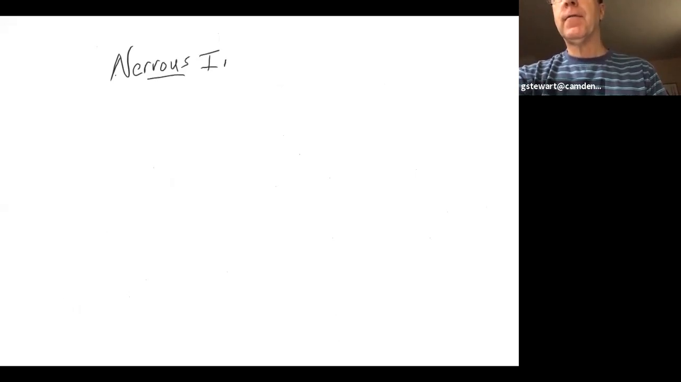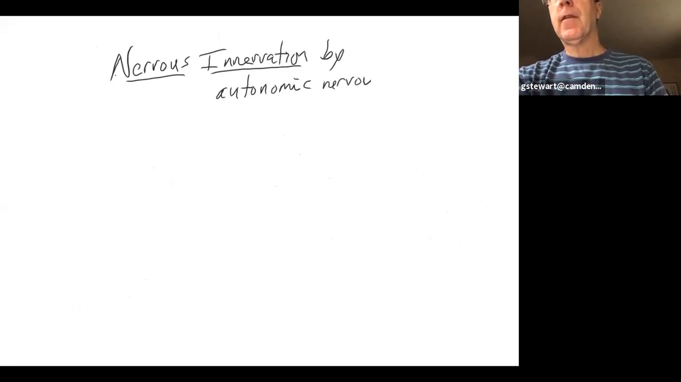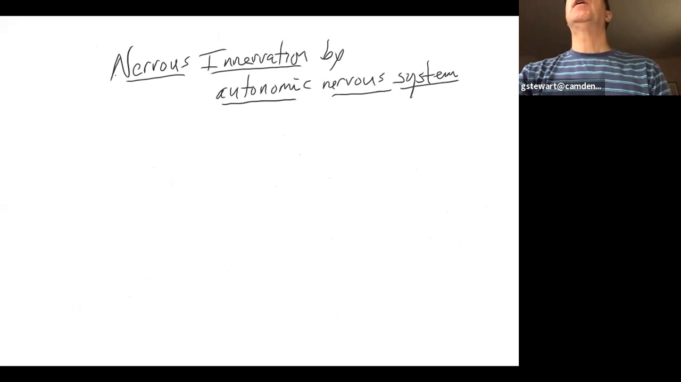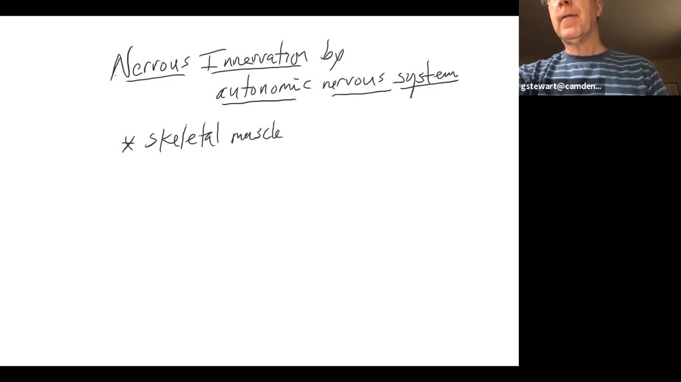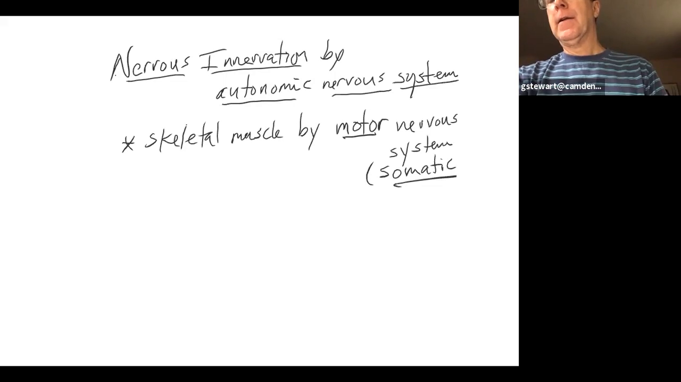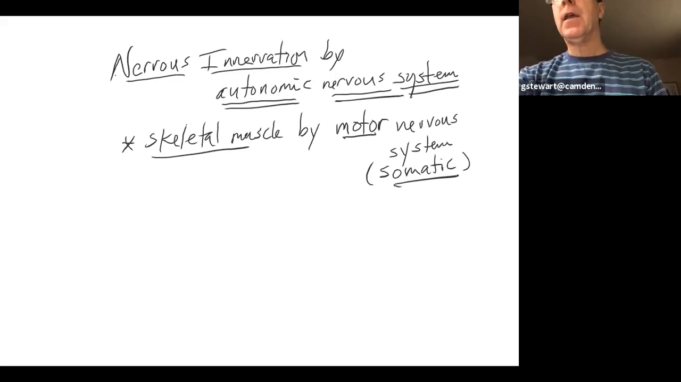The nervous innervation of smooth muscle is by the autonomic nervous system. Unless you've had A&P before, that may or may not mean a lot to you right now. This is the division of the nervous system that we do not have conscious control over. That's in contrast to skeletal muscle, which is innervated by the motor nervous system, which is also called somatic. This we do have conscious control over, skeletal muscle, but the autonomic, no conscious control. It just happens, I tell students, automatically, which sounds like autonomic.